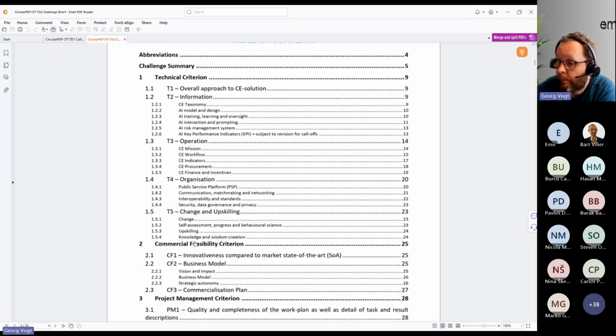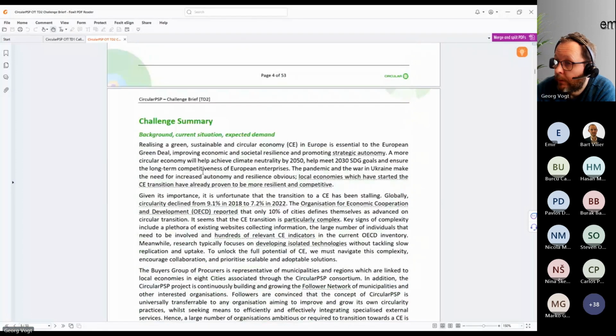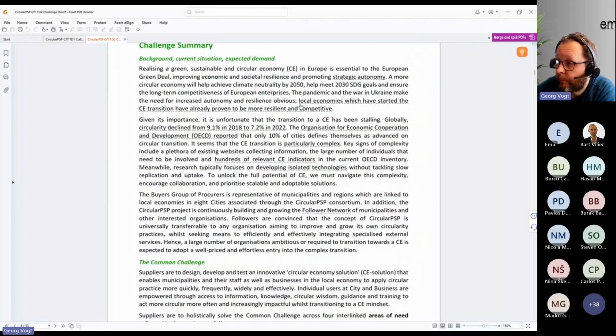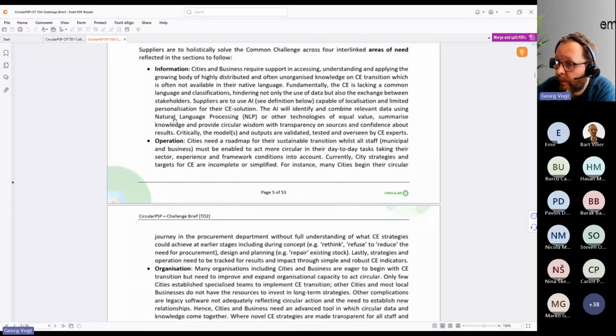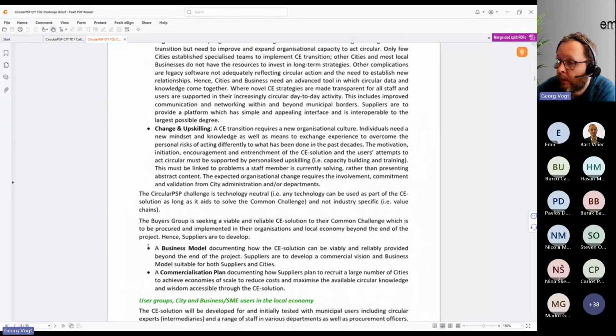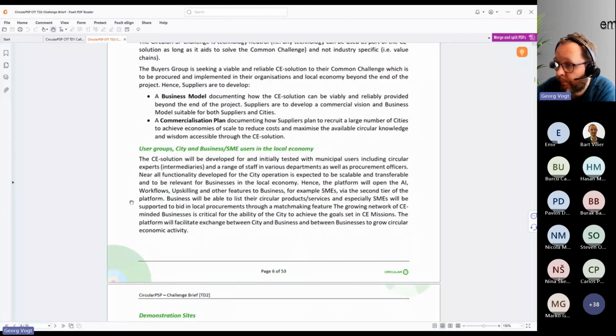Okay, the sections: a very detailed table of contents, with each subsection. Yeah, let's jump in. The challenge summary. The background I've explained often enough. The common challenge I have explained often enough. Basically a summary of the 4 domains. And obviously, because we want this project at the end of it, a business model and ultimately a commercialization plan.